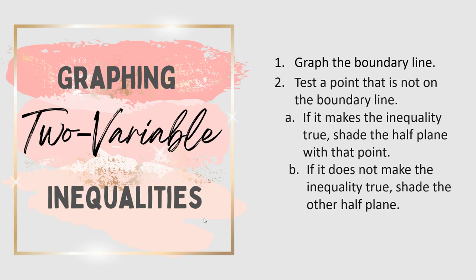The next thing you're going to do is test a point that is not on that boundary line. Some are easier to pick out than others. If the point makes the inequality true, you want to shade the half plane that has that point in it. But if it makes the inequality false, you want to shade the other half of that plane. Now, I know that might seem kind of vague right now, but look at some examples here, and hopefully that'll clear some things up.